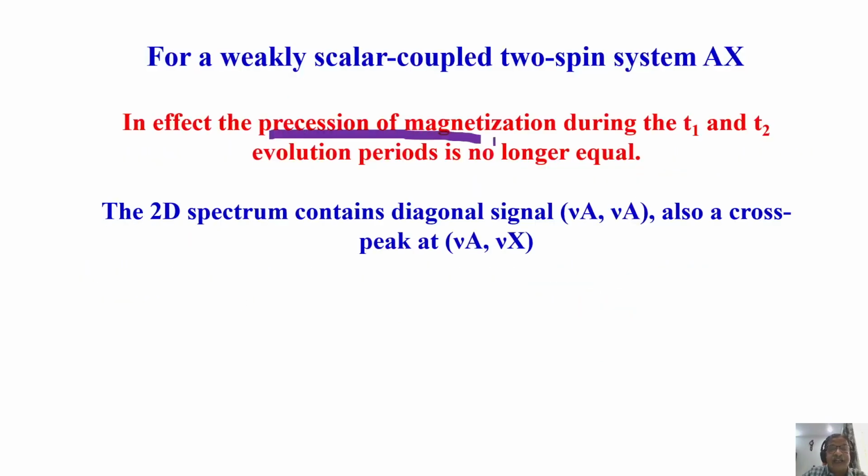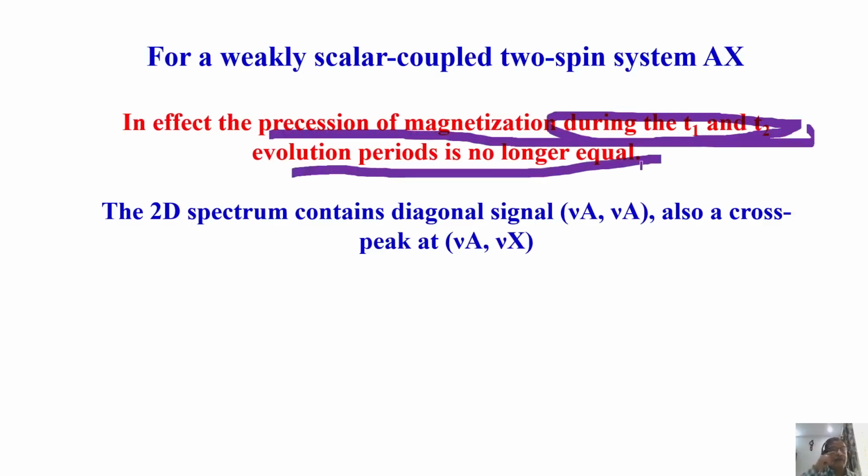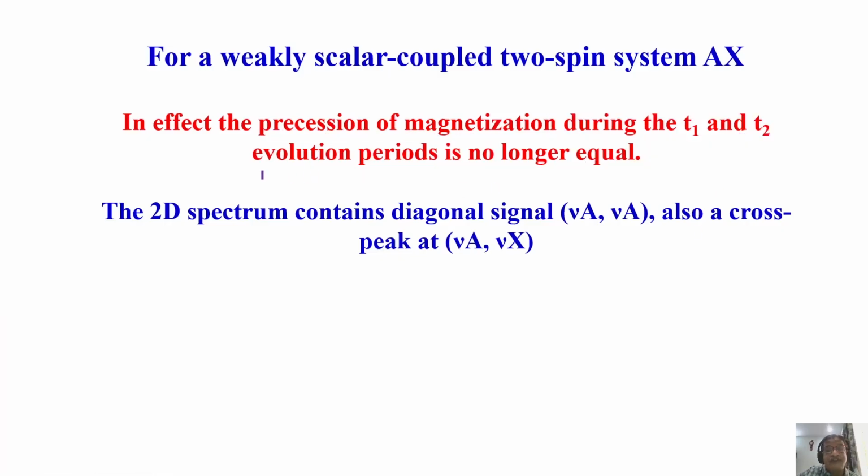Now, in effect, the precession frequency of the spins during the T1 and T2 evolution periods is no longer the same. In the T1 and T2 periods, the precession frequencies of the spins are not the same. Individually, nu A was precessing at the nu A frequency. It gives part of the magnetization to nu X also, and part will go back to the Z axis. The effect is, you can't say that during both time periods the precessional frequencies are the same. They are different.